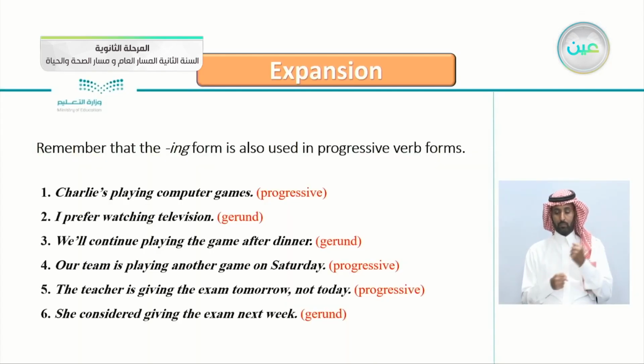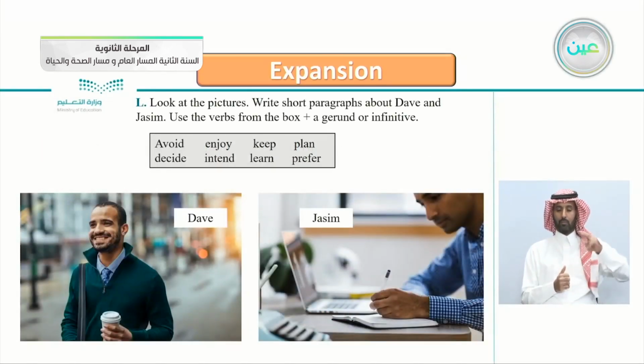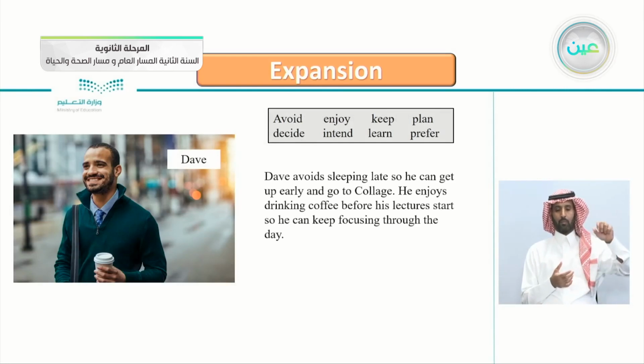We'll continue playing the game after dinner. This is a gerund. Our team is playing another game on Saturday. This is a progressive. The teacher is giving. This is a progressive also. She considered giving the exam next week. This is a gerund.